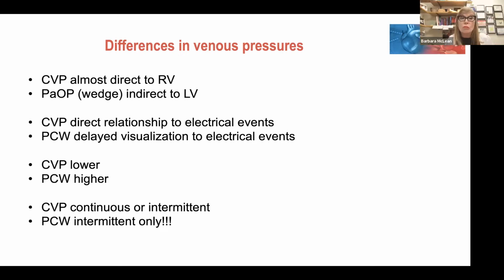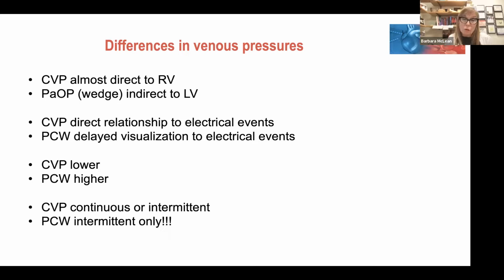If all you have is a central line, you need to really look at that CVP and really understand the waveform analysis. And just to remind you, CVP is almost a direct evaluation of the RV. Wedge pressure is indirect for the LV, and PAD is even more indirect. It's okay. I mean, it's just indirect. So CVP is directly related to the electrical event, but we have a delayed visualization in response to the electrical event in the wedge pressure because that catheter is farther away from the left atria and the left ventricle.